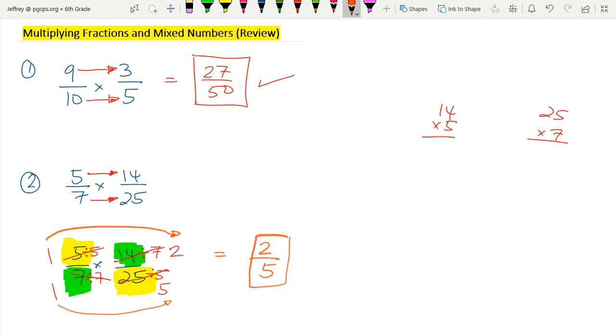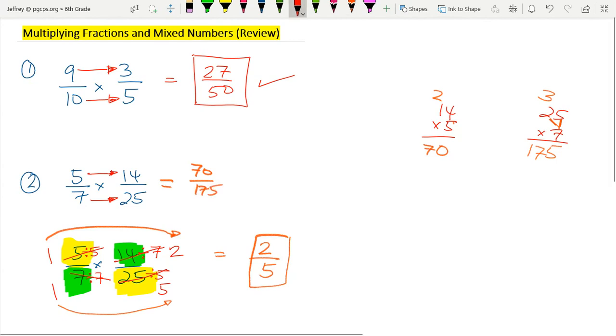Now, if you don't want to use this cross simplifying, and you want to multiply straight across, that's okay, but look at how much work you need to do. So 5 times 4 is 20, carry 2. 5 times 1 is 5, plus 2 is 7, so our numerator is 70. Over 5 times 7, which is 35. So carry 3. 7 times 2 is 14, plus 3, that's going to be 17. And that's over 175. Now we need to simplify.